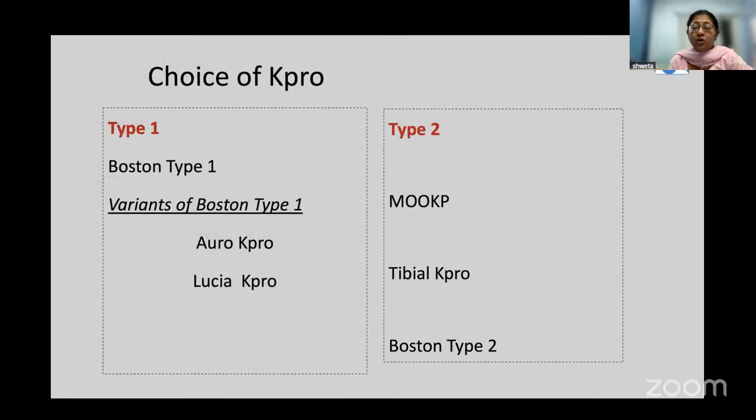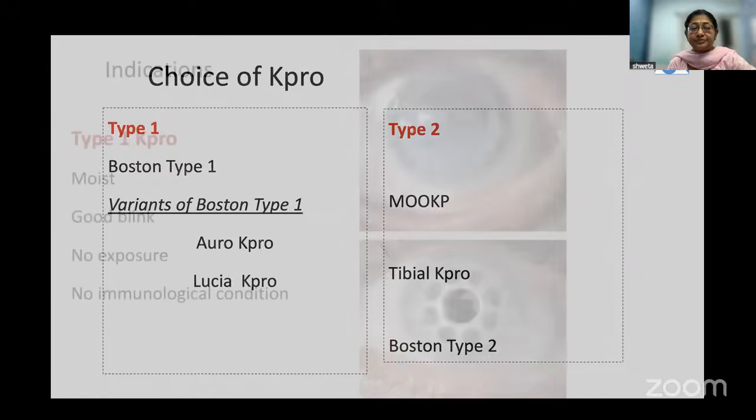When we talk about keratoprosthesis, there are primarily two types, type 1 and type 2. Boston type 1 keratoprosthesis is the parent design, and its variants are the Aurolab K-Pro and the Lucia type 1. The type 2 most commonly used are the MOKP, that is the tooth in the eye, the tibial K-Pro, where we use the tibial bone, and the Boston type 2 keratoprosthesis, which is similar in design to type 1 with an anterior nub.